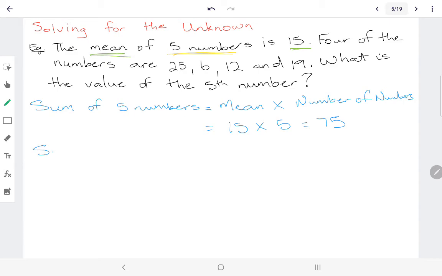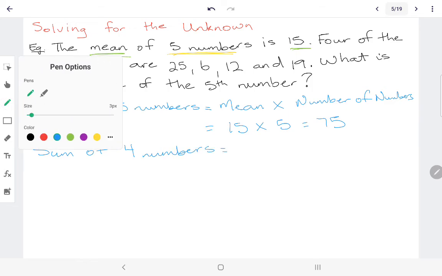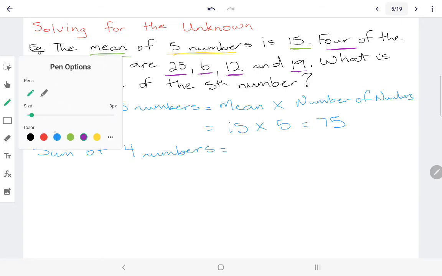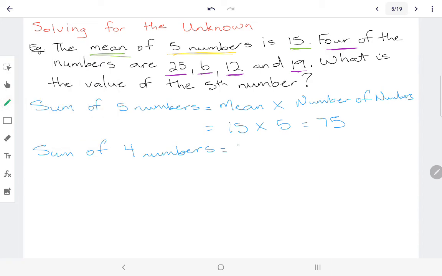Next, we would like to calculate the sum of the 4 numbers that are given. And the 4 numbers that are given is 25, 6, 12, and 19. So we want to calculate the sum of that. Sum means to add. So you take 25 plus 6 plus 12 plus 19, and that will give us 62. So you know now the sum of the 4 numbers here is 62.